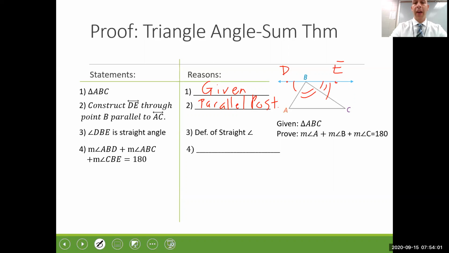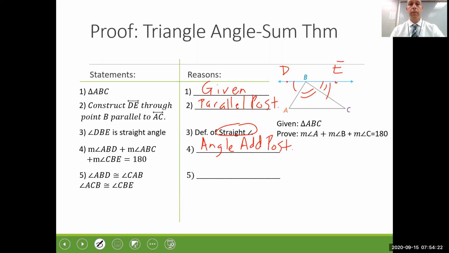Well, why is that? I would say that that's going to be the angle addition postulate, plus we know that that's a straight angle from the last step. So by the angle addition postulate, we can conclude that those three angles added together are going to give us 180.